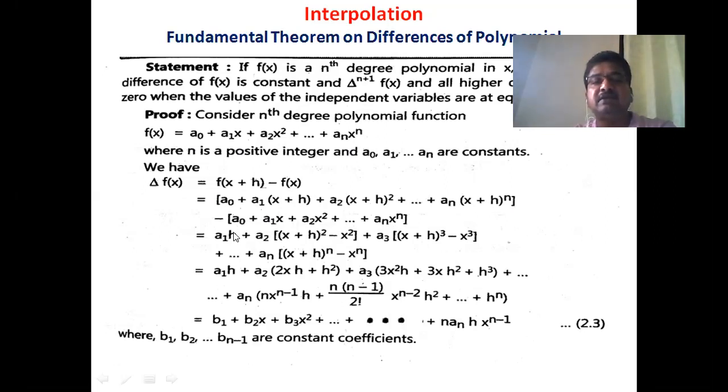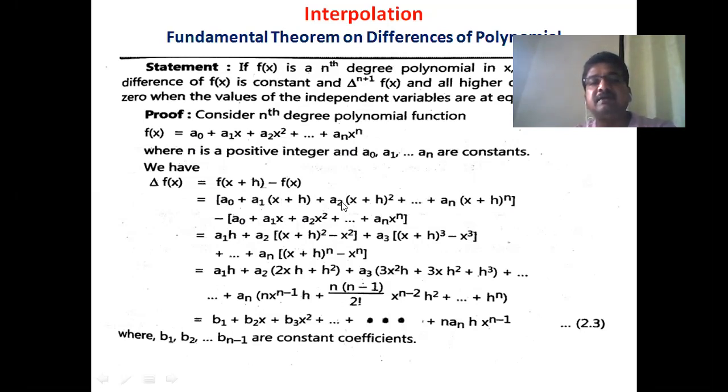a0 − a0 is 0. Then a1x in the first part and negative a1x in the second, because of this negative, all the terms in the bracket are negative. So a1x − a1x is 0. And then what do we have? a1h is the first term.